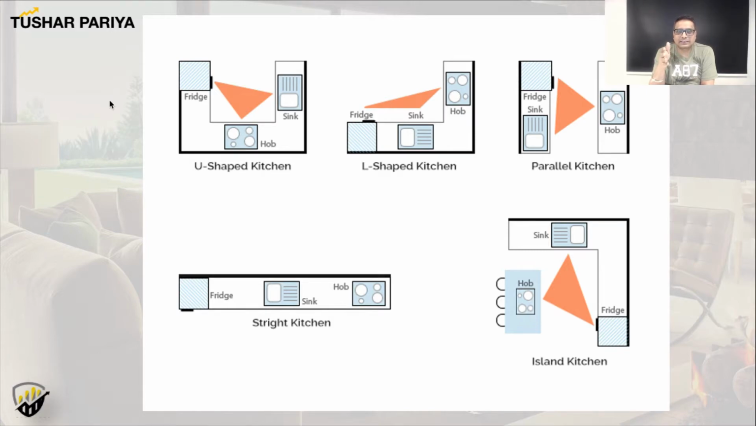If your kitchen is L-shaped, which is the second number you can see, then the fridge has to be next to the sink, with the sink in the middle, and the hob on the right side that you can see. Again here also there is a triangle forming, which is again called the kitchen work triangle.